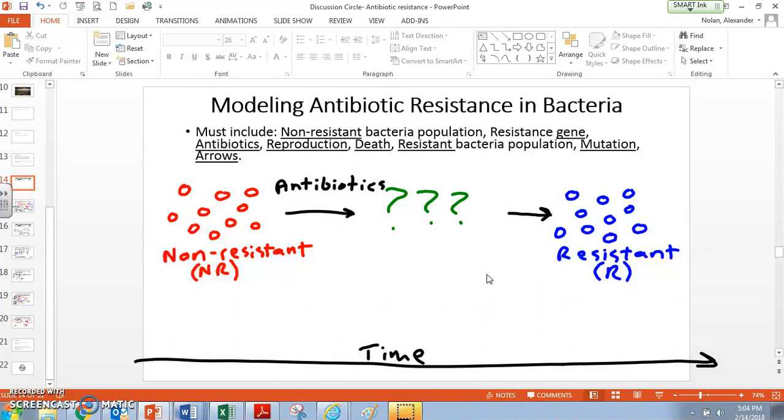What we have seen is that what's actually happening here is that there are one or two resistant cells hiding out in that non-resistant population. Even though this population is non-resistant, there are a few that are hiding out in there already. These particular cells have the mutation. They actually have it already.